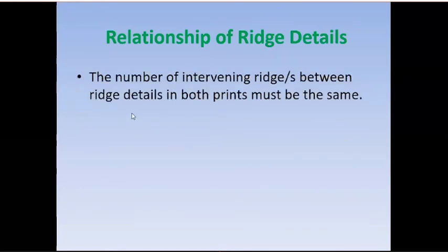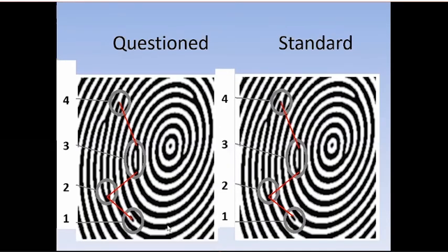Then relationship of the ridge details. The number of intervening ridges between the ridge details in both prints must be the same. Relationship of the ridge details. Take a look. From point number 1, isa lang ang kanyang intervening ridges. Are they the same? Parehas. From point number 2 to point number 3, there are 1, 2, 3 intervening ridges. Parehas ba siya? 1, 2, 3. Parehas ba siya ang intervening ridges? The same. From point number 3 to point number 4, there are 1, 2, 3, 4 intervening ridges. Parehas ba siyang 4 ang intervening ridges? Yan. That is the relationship of the ridge details.